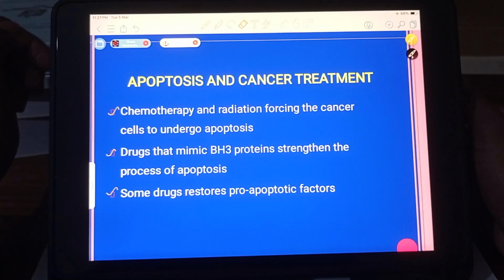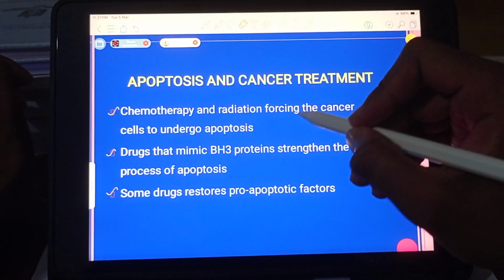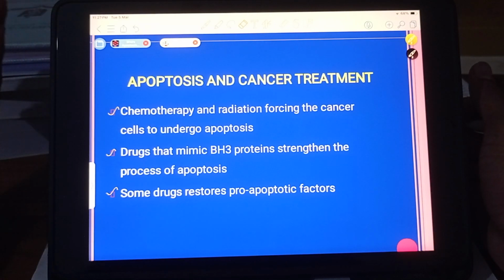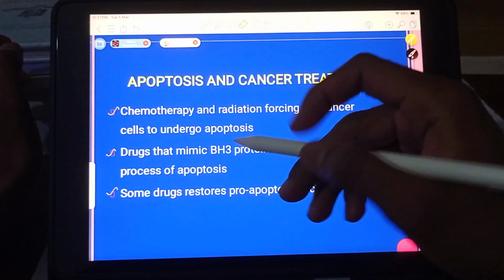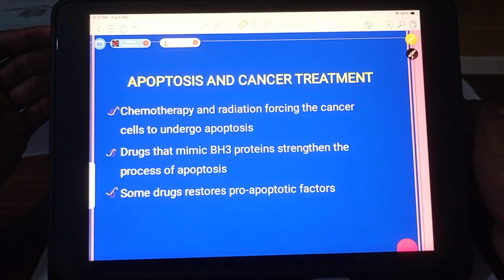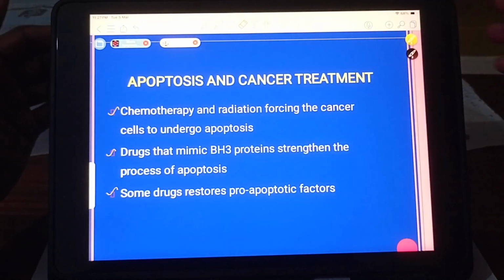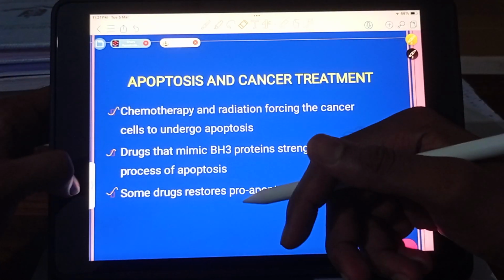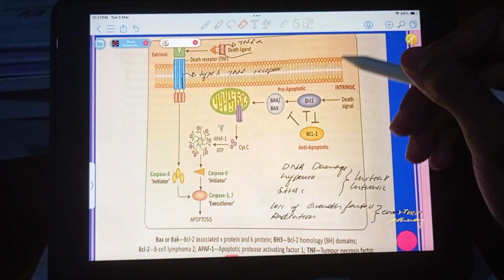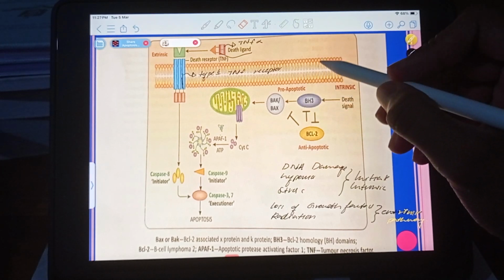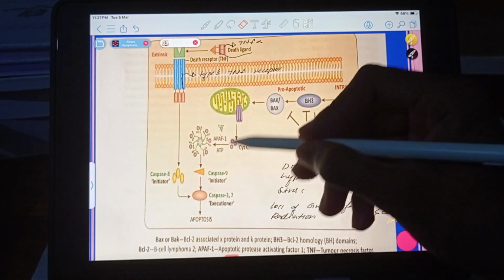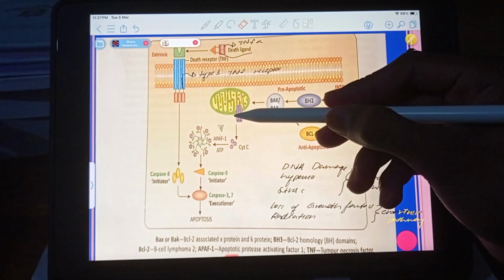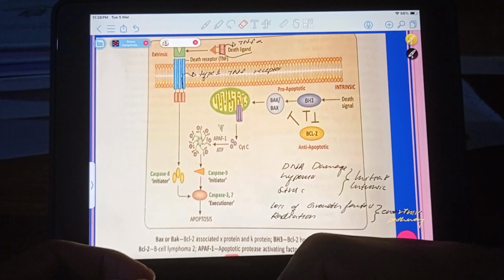Then how can we treat cancer? Chemotherapy and radiation force cancer cells to undergo apoptosis. If they do chemotherapy, then apoptosis will occur by the extrinsic pathway. Then BH3 is one of the intermediates in the intrinsic pathway. If you activate the BH3 protein, it will strengthen the process of apoptosis. Then some drugs restore pro-apoptotic factors. As I told you, drugs which activate BH3 will lead to apoptosis, so cancer can be prevented. Also, drugs that increase the permeability of mitochondria initiate apoptosis.